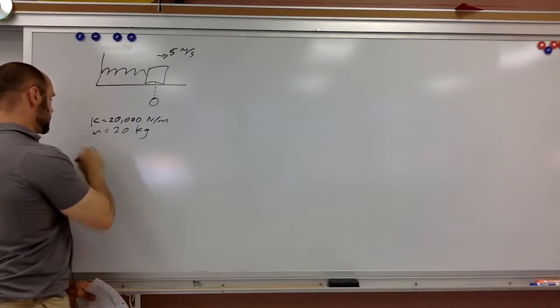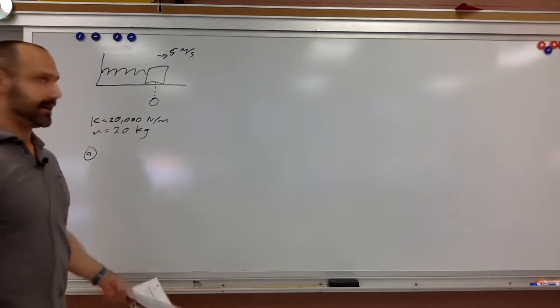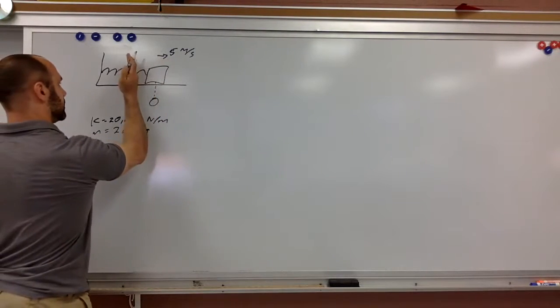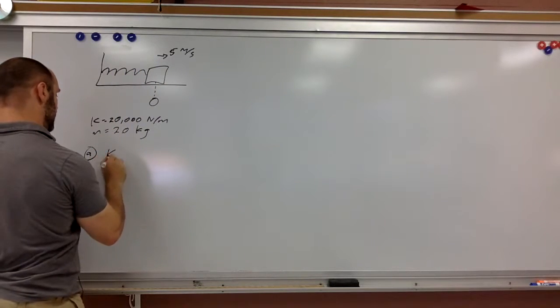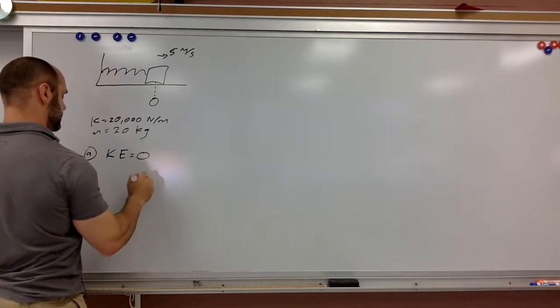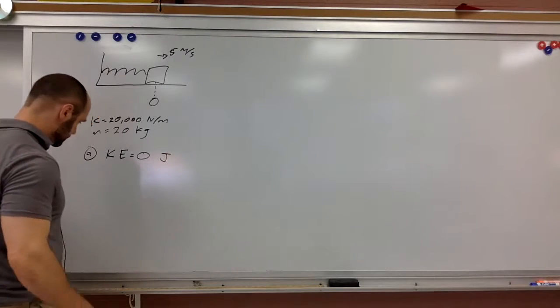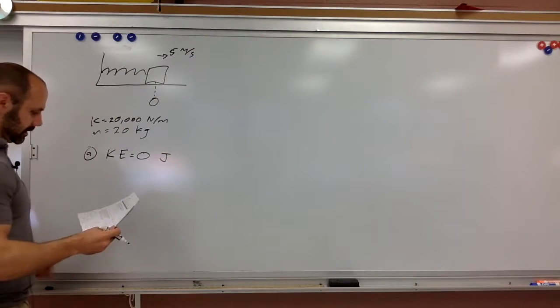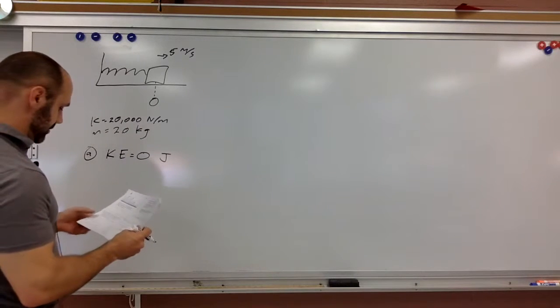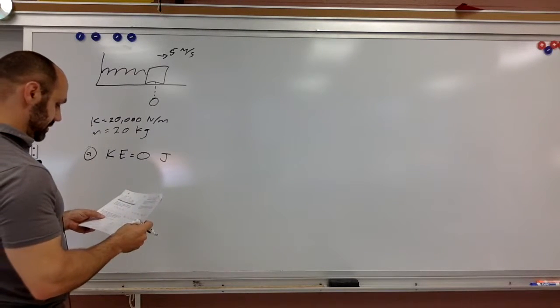And question A asks, what is the kinetic energy at maximum compression? When it's at maximum compression, this is all the way over here. That's where it's actually stopping. So at that point, the kinetic energy is actually 0 joules. All right. B, where is the kinetic energy equal to the potential energy?